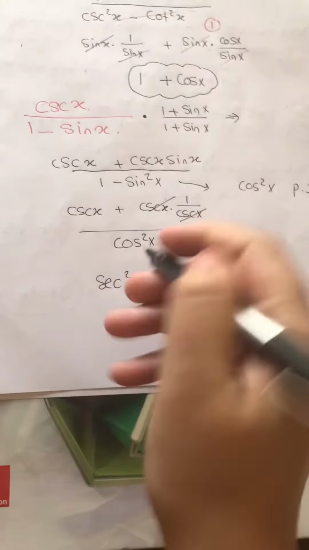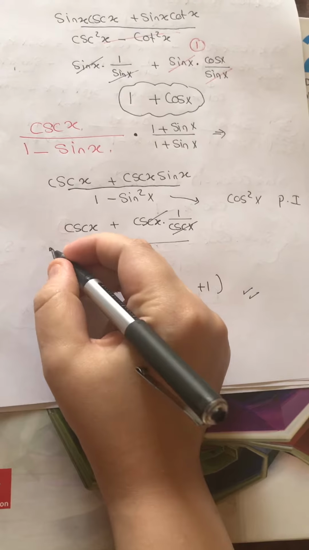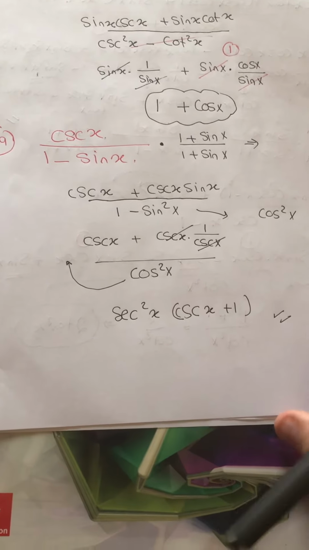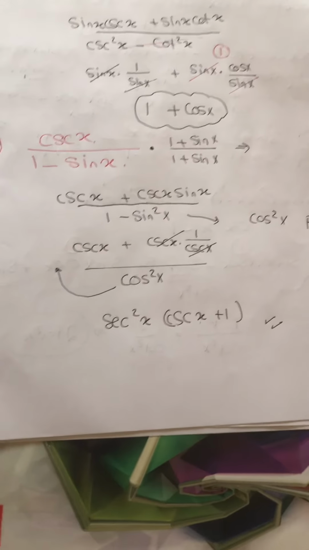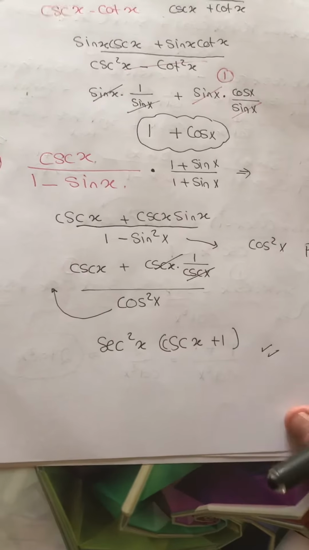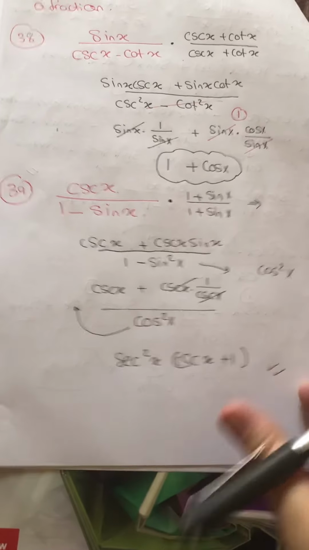How did I get this? Because I took the cosine squared x up, because 1 over cosine squared x is sec squared x. Here I'm done with question number 39.